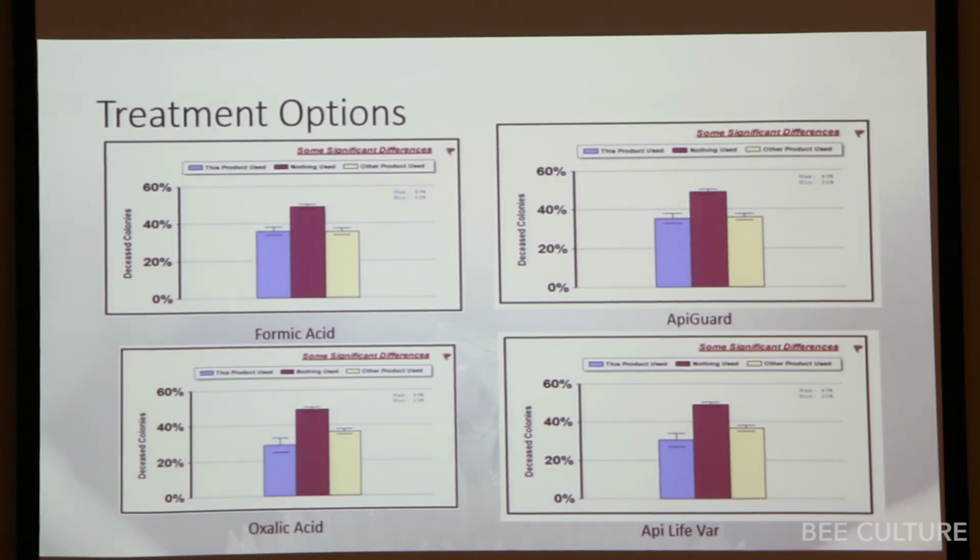Is that true with oxalic acid? Well, oxalic acid is only effective if you have no brood in the colony. So it's something you would treat with in November. Would you treat dripping or with vapor? I would not use vapor. I would use only dripping, and dripping is great when it's broodless.